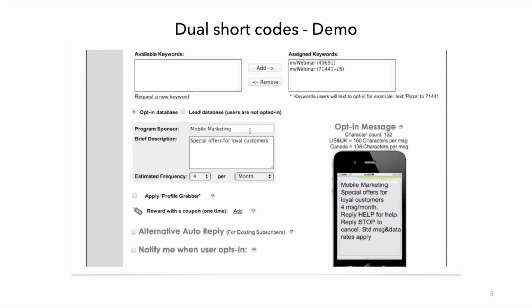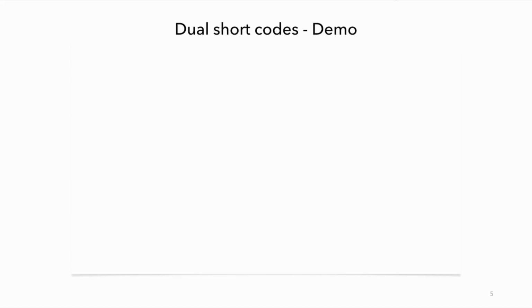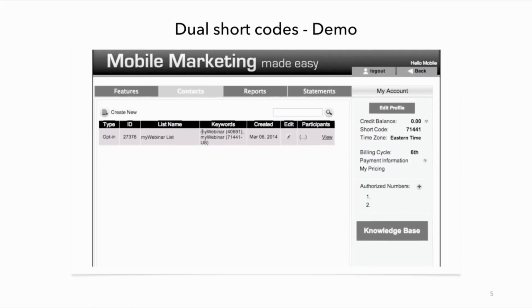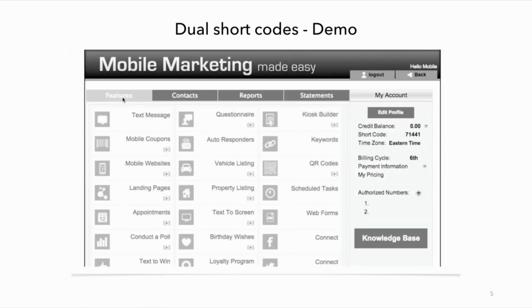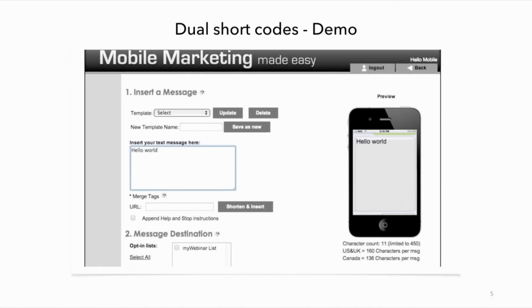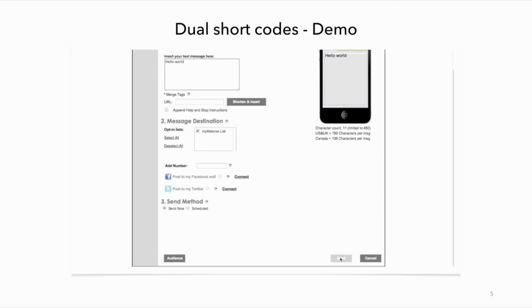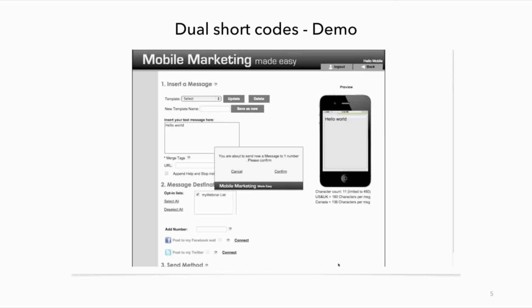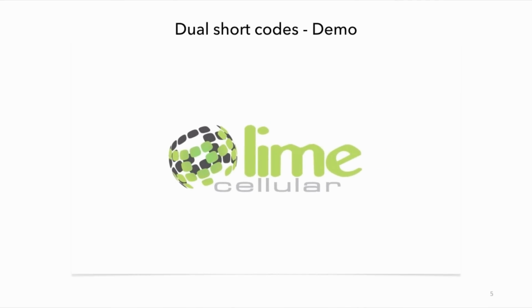And then we configure the rest of the contact list, which is the program sponsor, brief description, and any other features that you'd like. Then click save. Now that you have the contact list created, you can text in my webinar to either 40691 or 71441, and you'll be able to opt in through either of these keywords. If you opt into the list through the 40691 keyword, then you'll receive messages from the 40691 shortcode, whereas if you opt in from the 71441 keyword, then you'll receive messages from the 71441 shortcode. I hope this tutorial has been helpful and wish you the best of luck out there.